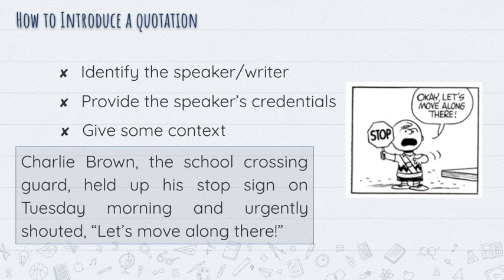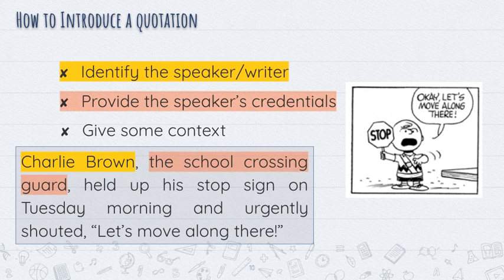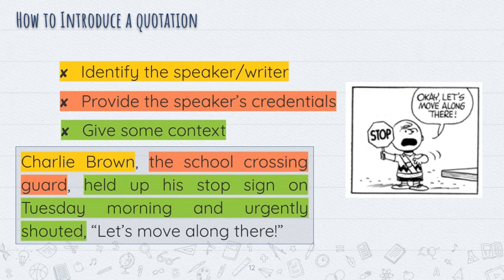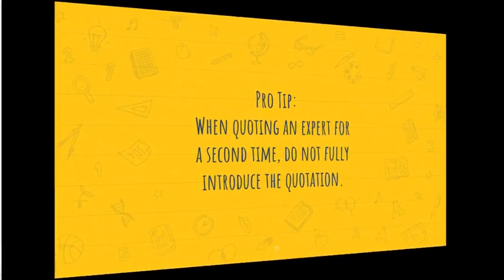So, using these 3 things, I've introduced the quotation from Charlie Brown here. And the sentence reads, Charlie Brown, the school crossing guard, held up his stop sign on Tuesday morning and urgently shouted, "Let's move along there." Now, I've given the reader the full picture because I've identified the speaker, provided his credentials or his area of expertise, given some context about, in this case, how and when he said this, and of course, I've got the quotation there. Now, here's a pro tip.